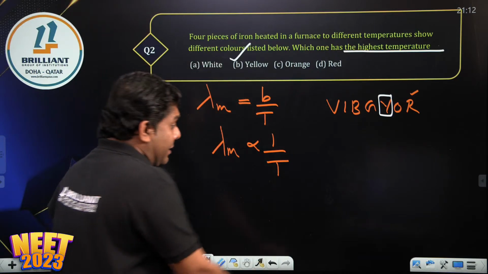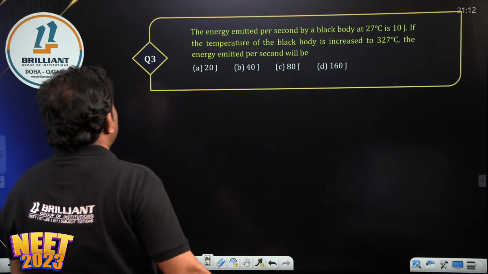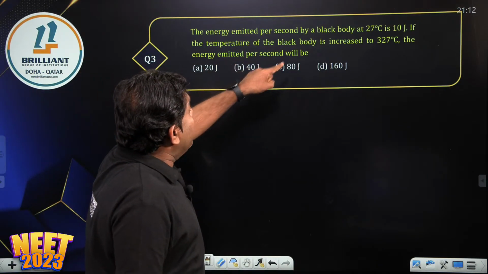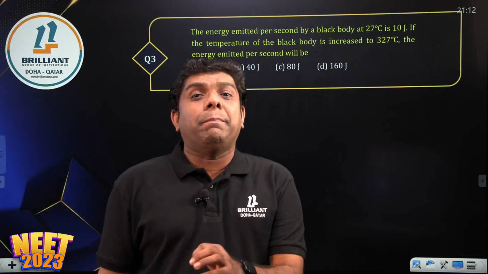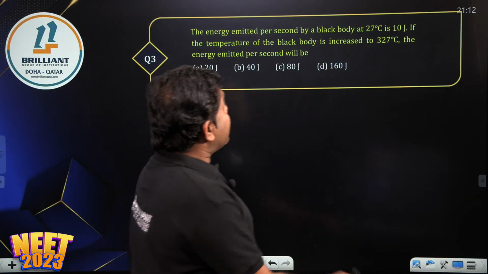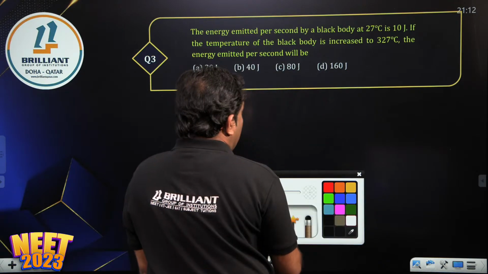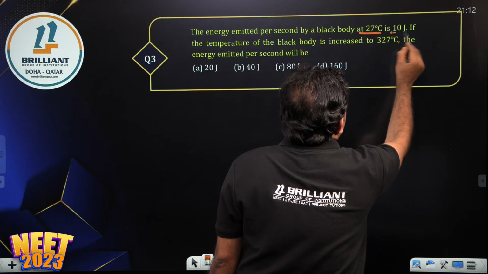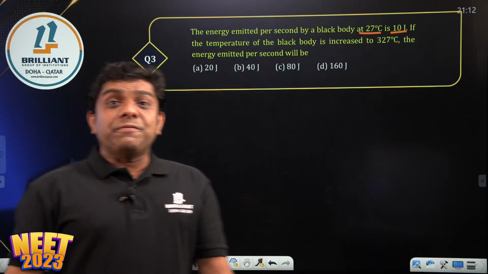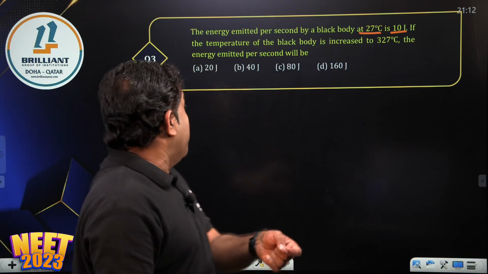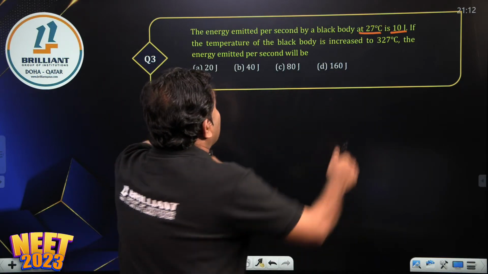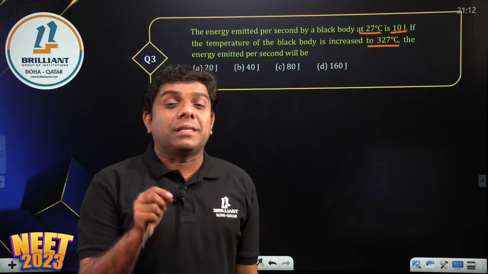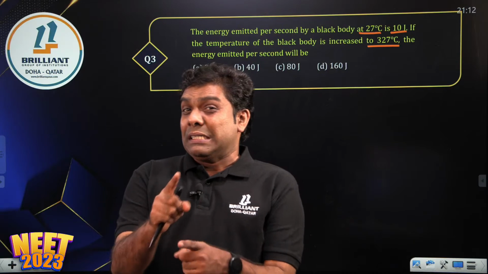Now we are explaining the next question. So please look at question 3. What is question 3? The energy emitted per second by a black body at 27 degrees Celsius is 10 joule. So the energy emitted at 27 degrees Celsius is given. If the temperature of the black body is increased to 327 degrees Celsius, the energy emitted per second will be how much?